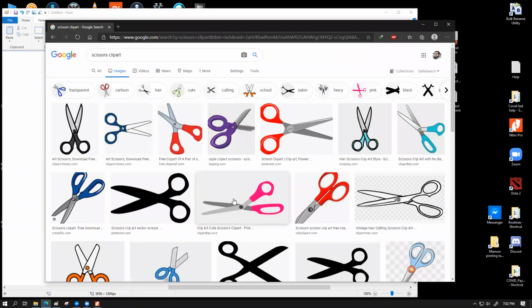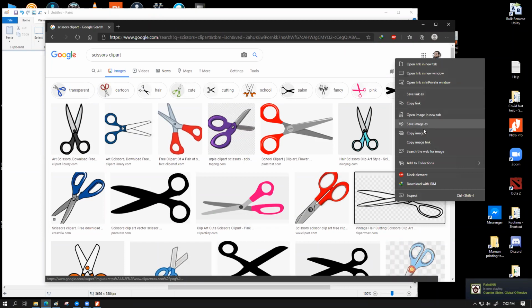Yeah, beautiful. A scissor has showed itself. Which one do I take? This one? Copy image, paste.